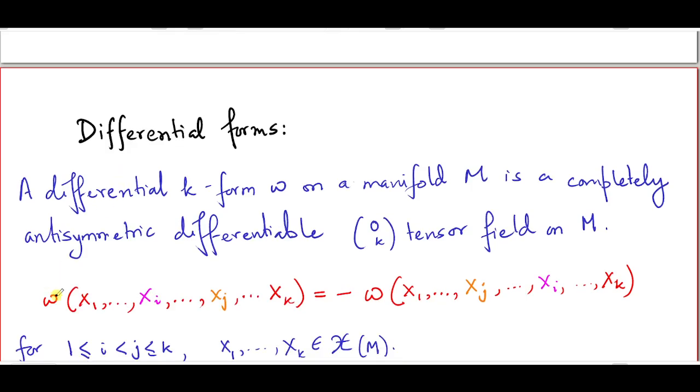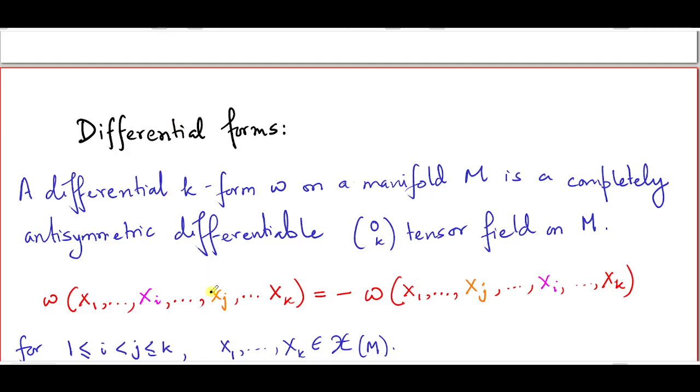When you feed omega k vector fields, you are going to get a function. And in particular, because omega is a differentiable 0k tensor field, whenever these k vector fields are smooth vector fields, this resulting function has to be a C infinity function. But complete antisymmetry tells you the following.